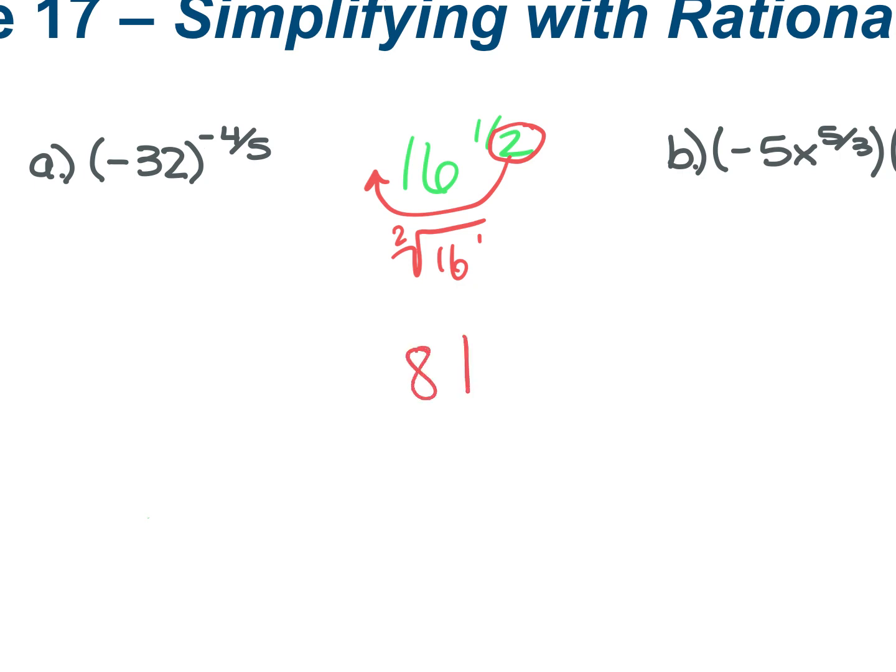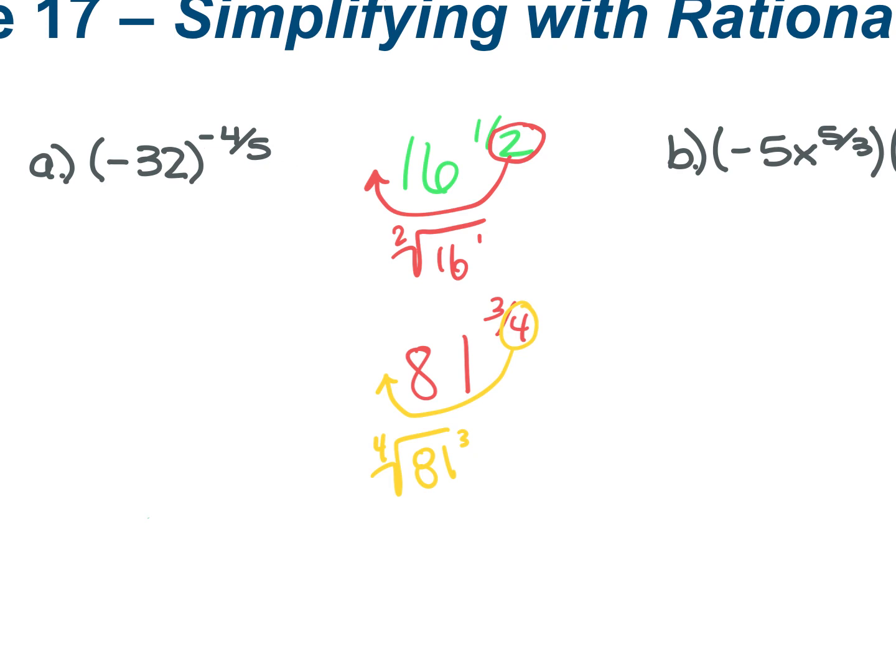So if I said 81 to the 3/4 power. 81 to the 3/4 power. How could I rewrite that as a radical from what I just showed you? What does this little number become? The 4th root, good, of 81, and it's to the 3rd power.